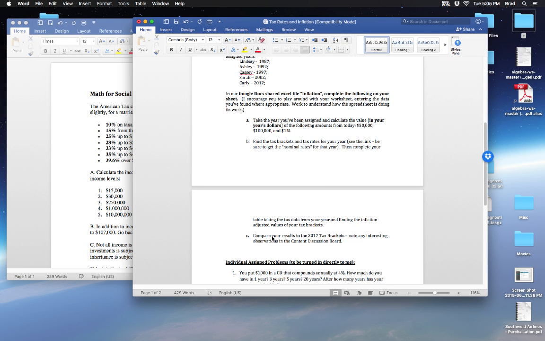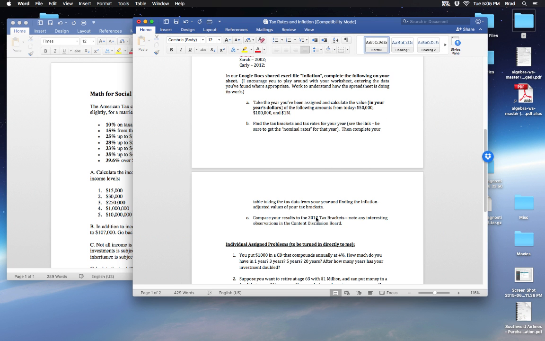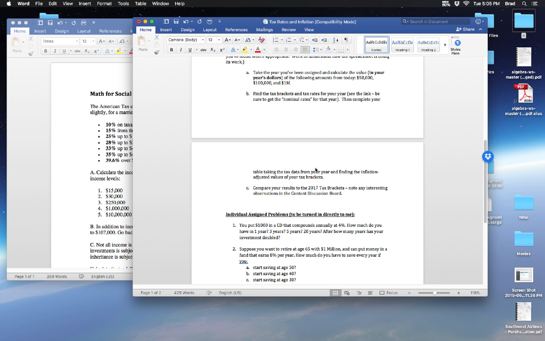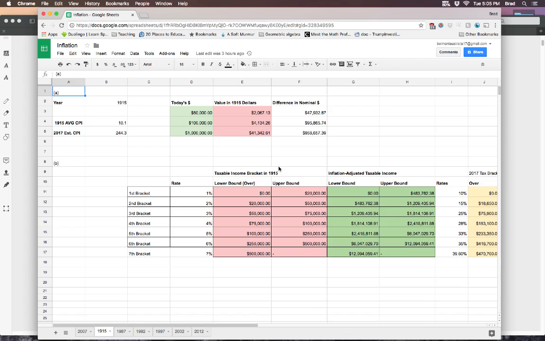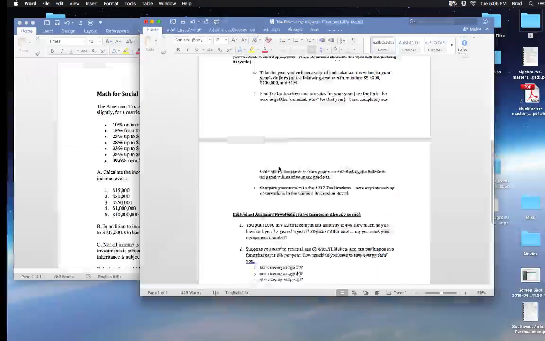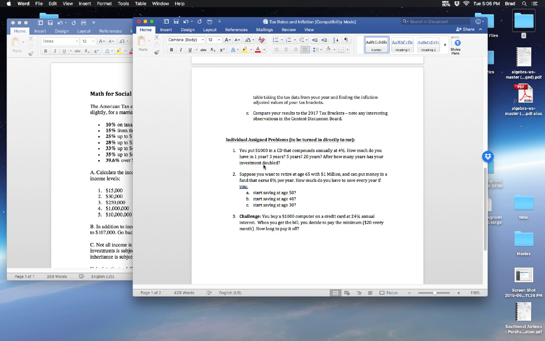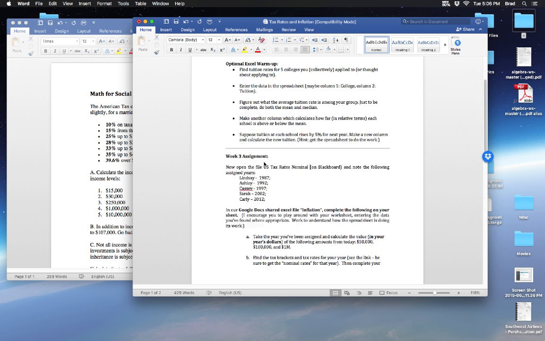And so feel free to, once you compare your results, note any interesting observations in the content discussion board. So that's a group assignment in terms of we will all see that. From there, the individual things that you will turn into me are only these 3 problems. I feel like they're fairly straightforward. They are easily done in Excel, and you can submit the actual Excel file to me this time. But if you have any questions from there, don't hesitate to ask.